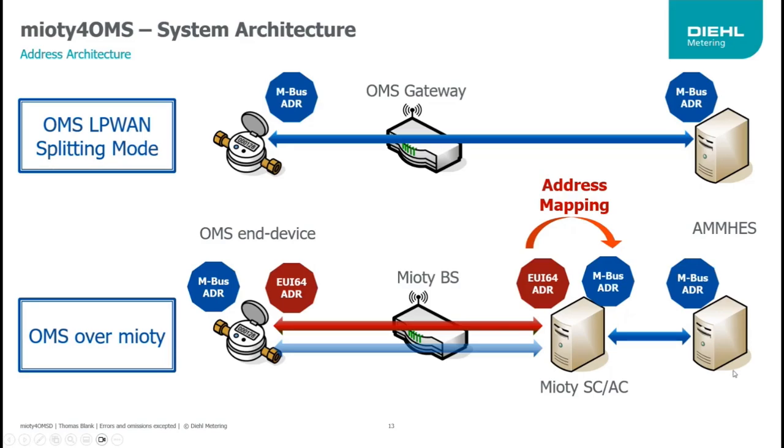And if you want to send, for example, a 2-way configuration command down to the meter from the backend system, you will just add the MBUS address, and you need this mapping table here in the mioty service center application center to be able to send this to the correct meter, as the identification in the radio network is the EUI-64 address. So this is a bit more, let's say, things to be done in the OMS over mioty approach.